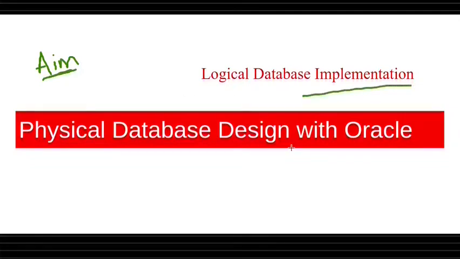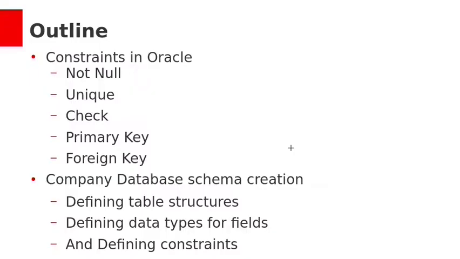In our course we are using relational database. For relational database, this physical design involves defining table structures, defining data types for fields, and defining constraints. In previous classes, we already discussed DDL and DML commands, so we know how to define the tables and data types, but we need to know how these constraints will be implemented in Oracle.